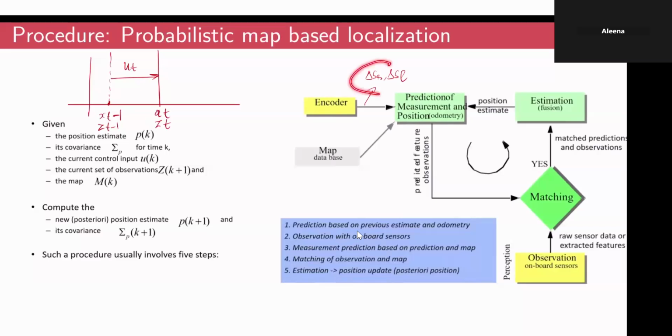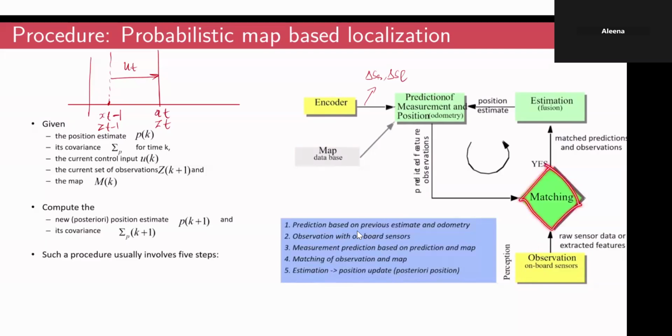Based on this, the prediction basically gives you bel bar xt. And based on the observation from the sensors, whatever it is actually currently seeing from the sensors, and what it estimates from the map. The map tells it what it should be seeing, and the sensors see what it is actually seeing. The robot will then try to match what it is supposed to see and what it is actually seeing.